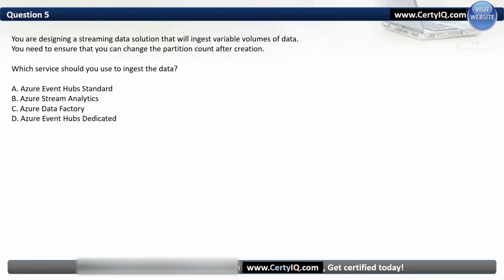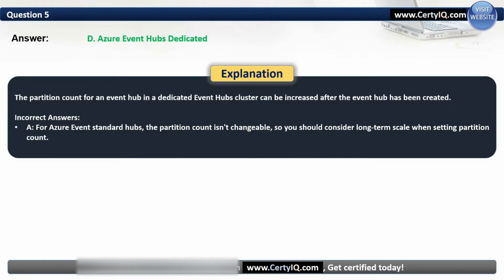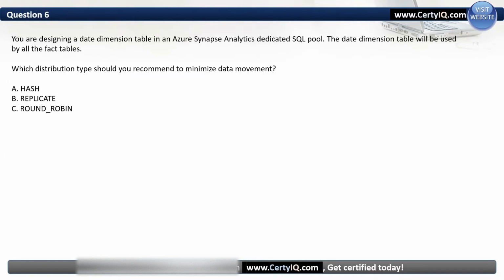The correct option is D. Azure Event Hubs Dedicated. The partition count for an event hub in a dedicated event hubs cluster can be increased after the event hub has been created. Question 6.